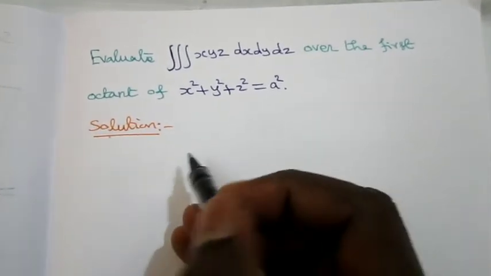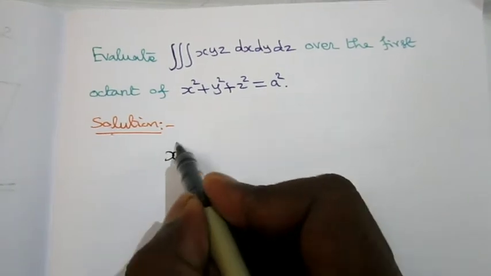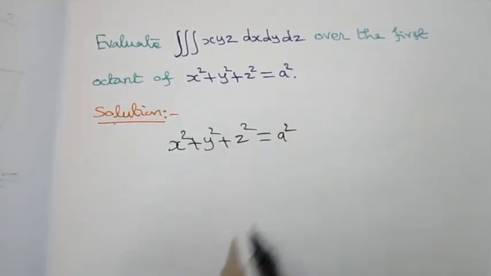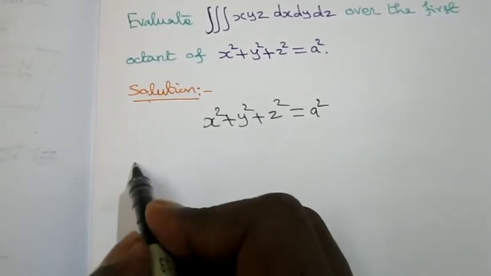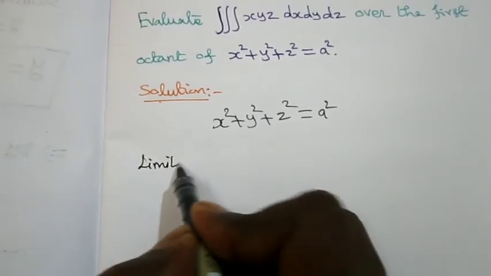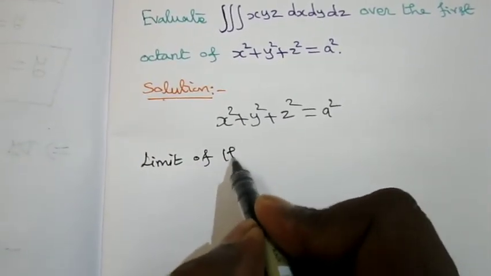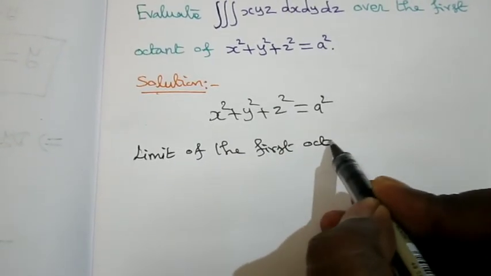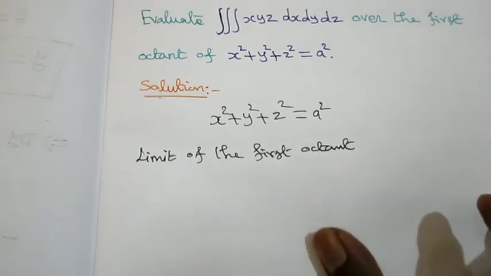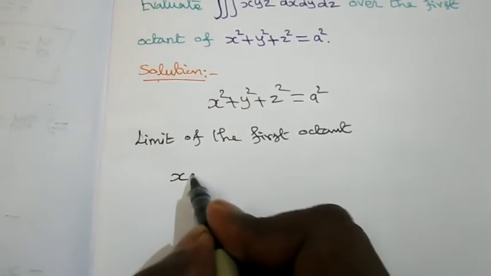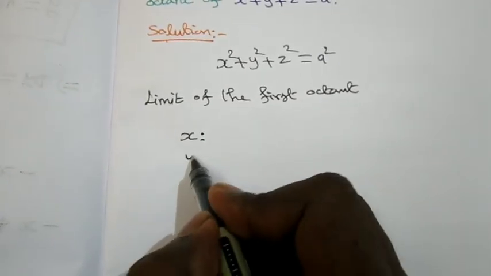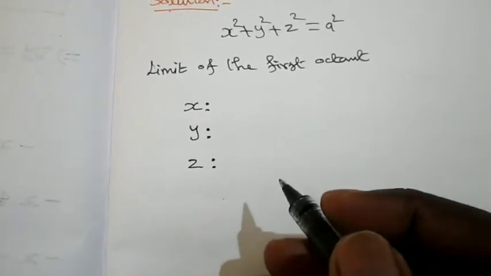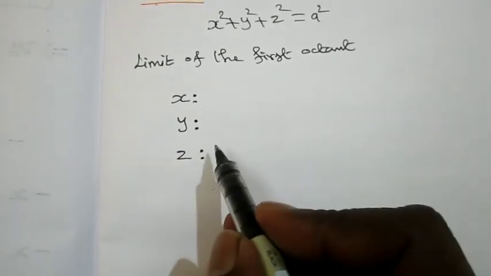So the given sphere is x² + y² + z² = a². In the first octant, we need the x limit, y limit and z limit. First I am going to find the z limit.